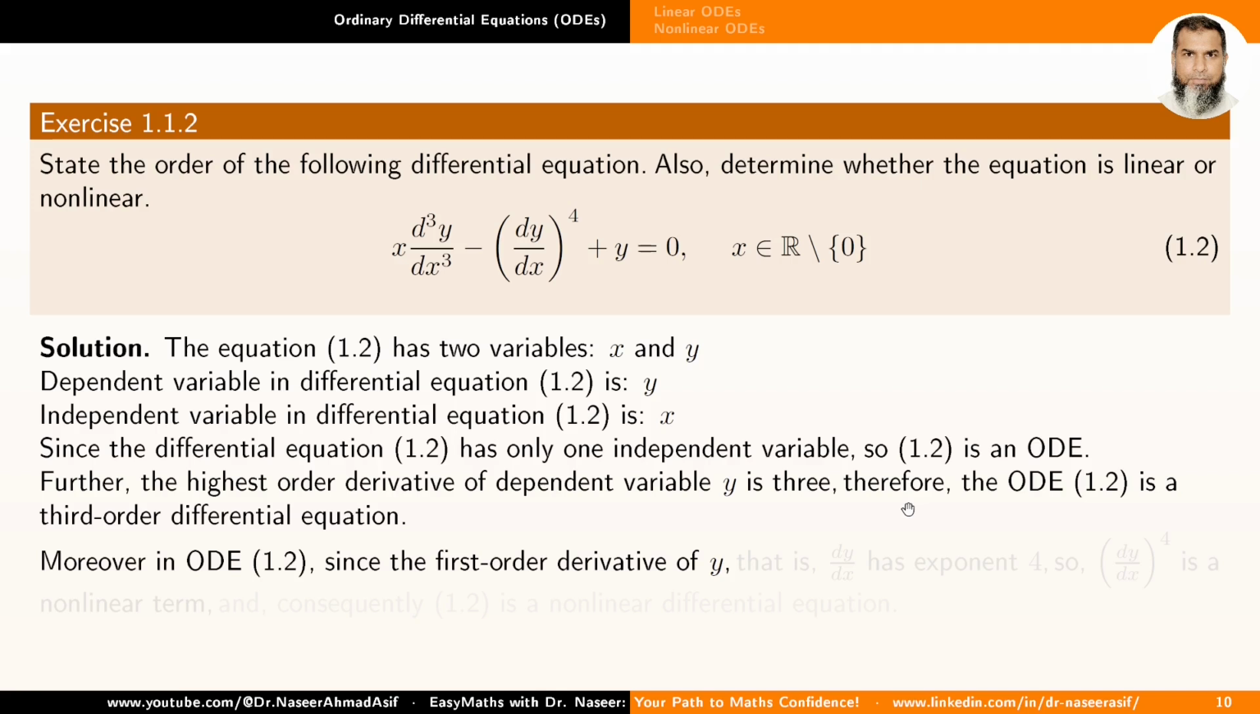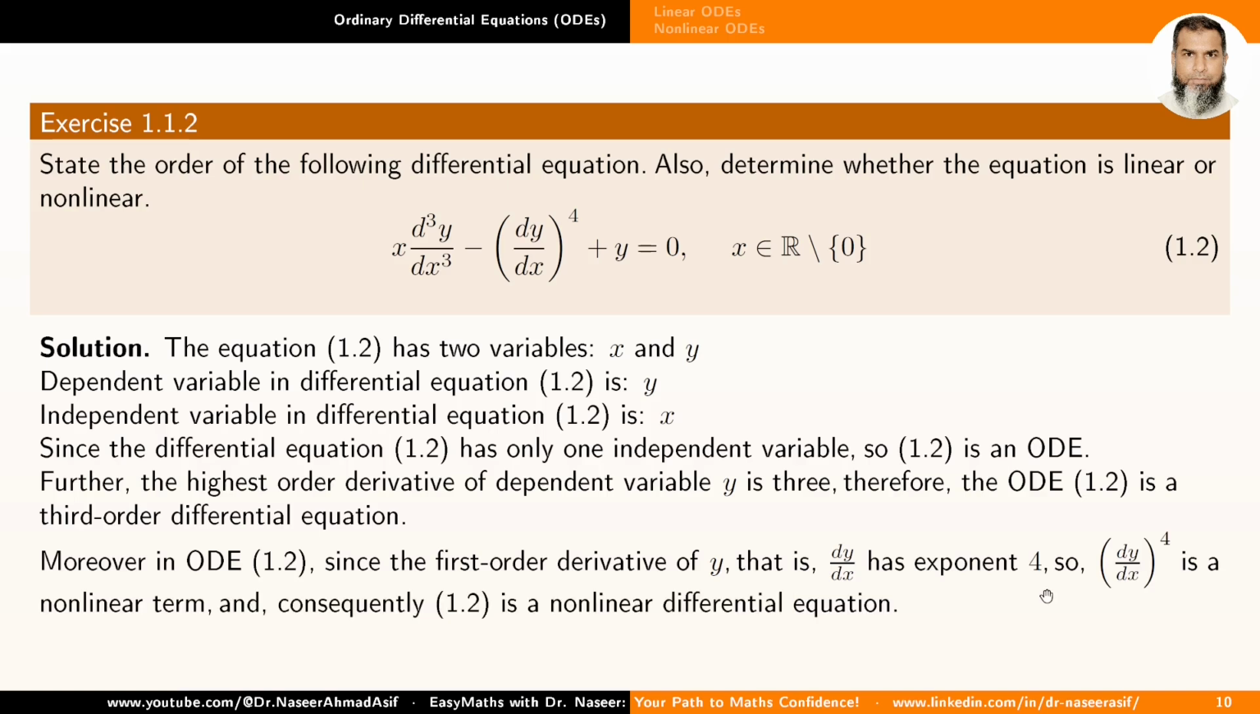Moreover, in ODE 1.2, since the first order derivative of y, that is dy by dx, has exponent 4, dy by dx is a non-linear term. So equation 1.2 is a non-linear differential equation.